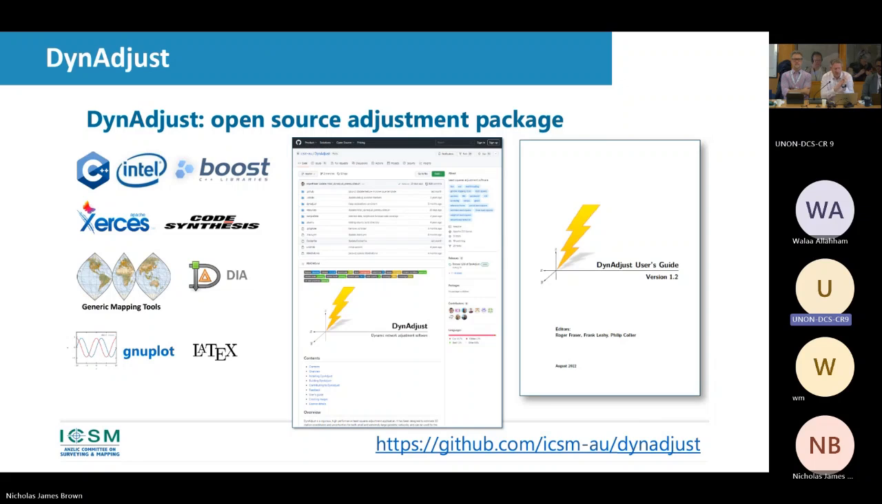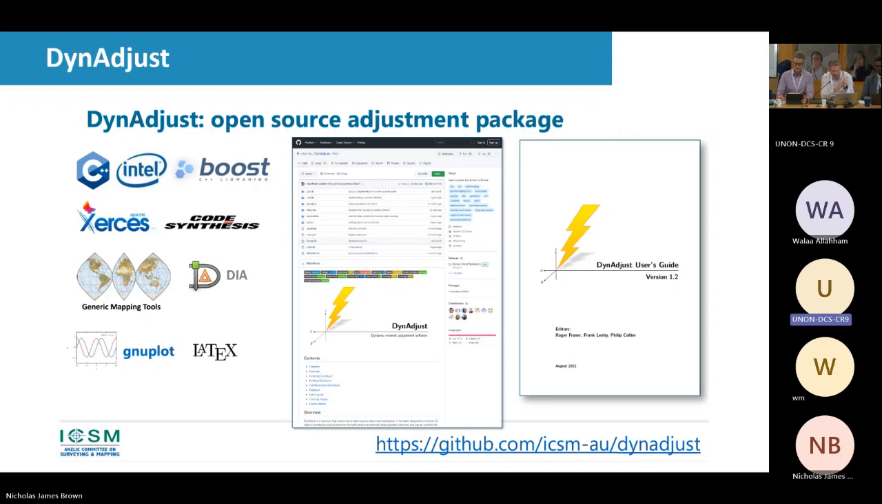So here's a bit of information about the software, DynaJust. You can see down the bottom there, there's a GitHub link. For those of you who haven't used GitHub, it's a repository where you can get access to software. And here, the ICSM refers to the Intergovernmental Committee on Surveying and Mapping. That's a group of the states and territories in Australia, along with the federal government, who work on geodesy and surveying together. And then /DynaJust, and that's the name of the software.